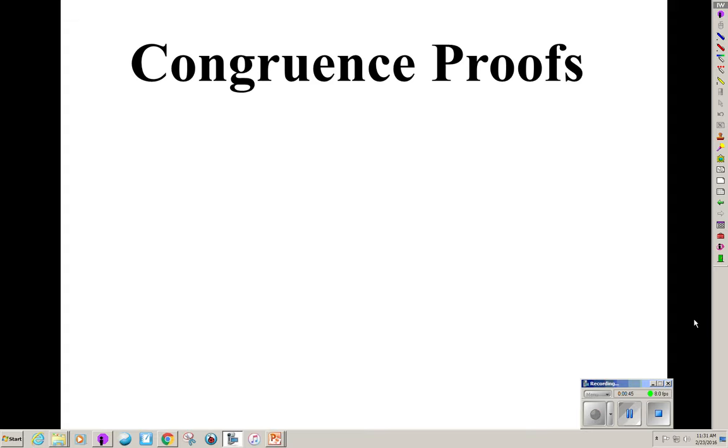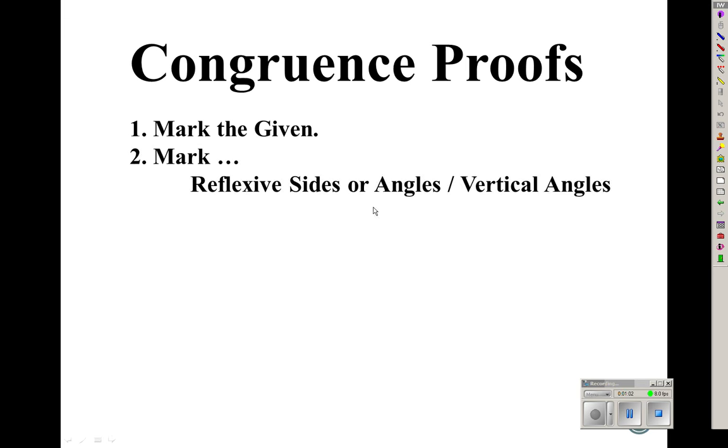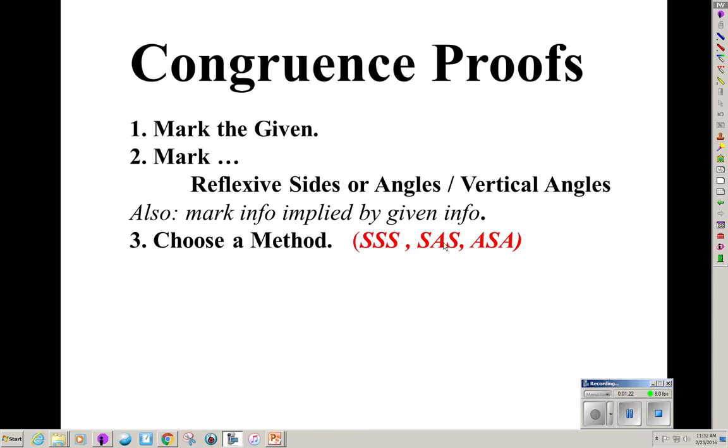So when you're doing a congruent triangle proof, you're given information and you're trying to prove information. Whatever you're given, mark that information in the picture. Then mark any reflexive sides or angles or any vertical angles. Also mark any information implied by the given information, like if you have midpoints or segment bisectors or something like that. And decide which method you're going to use. Will it be SSS, SAS, ASA, AAS, or HL?